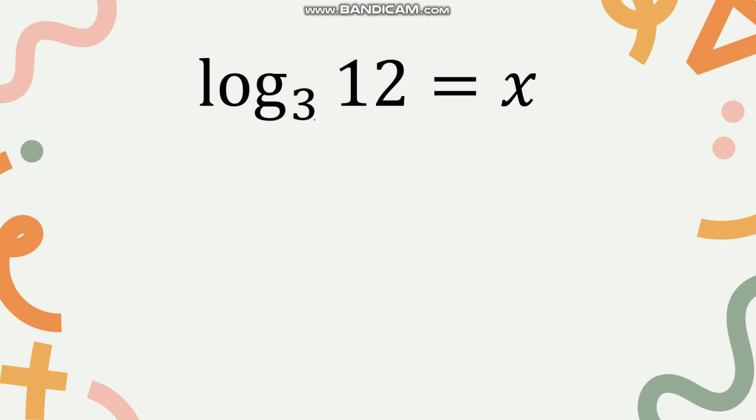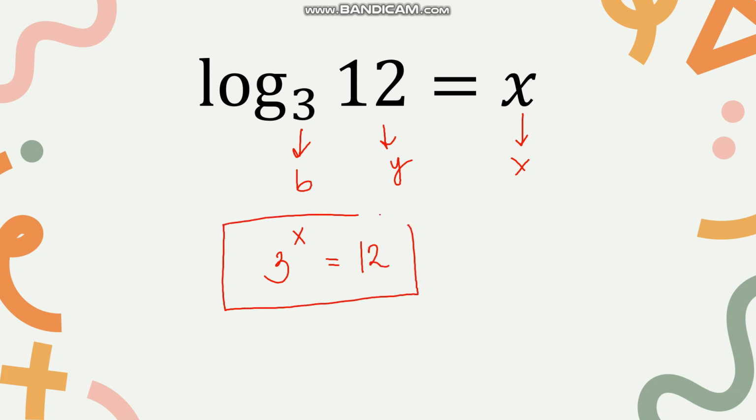If the given is now a logarithmic form, what we will do is just identify again the base, argument, and the exponent. So we have here logarithm of 12 base 3 equals x. So this is the base, this is our argument, and this is our exponent. To write this into its exponential form, you take the base, write the exponent, and equate it to the argument, which is 12. So this is now our answer.